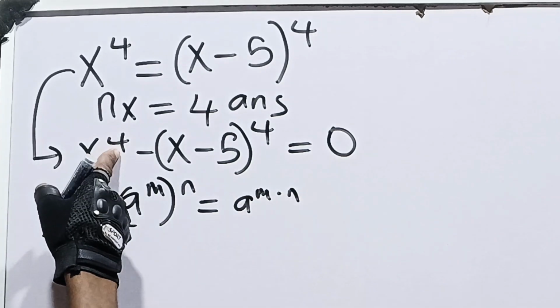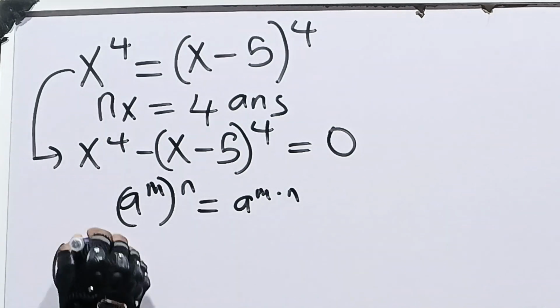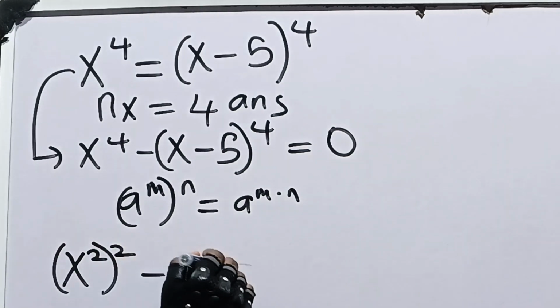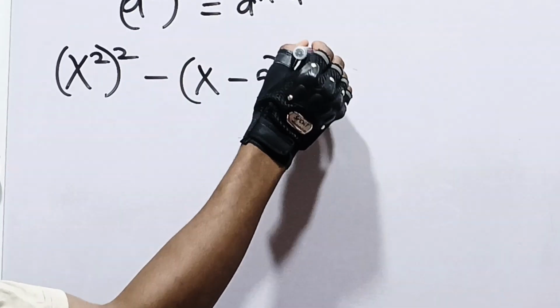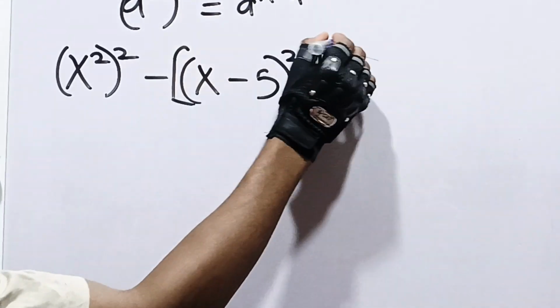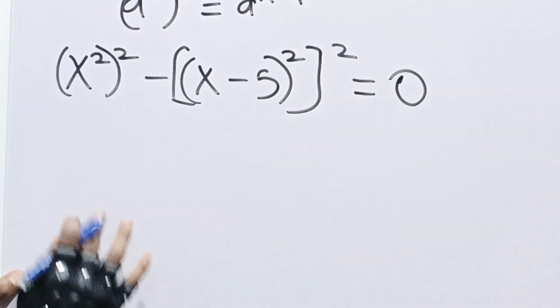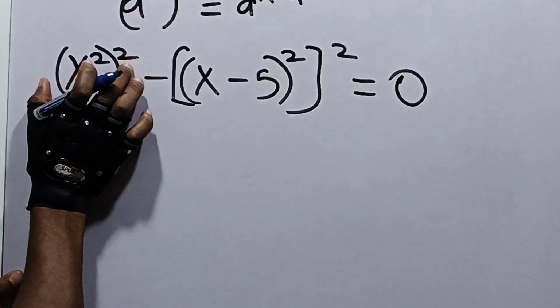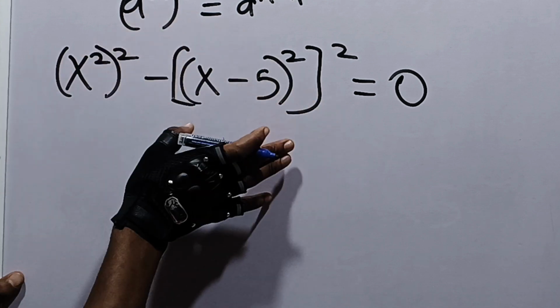Now, 4 is 2 times 2, meaning that we can express this as (x squared) squared minus ((x minus 5) squared) squared is equal to 0. Looking at this, you can see that this is a number squared and another number squared. So this is a difference of two squares.